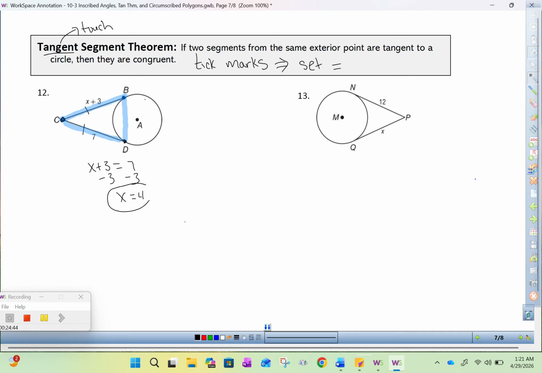Okay. On the other side, same thing. We've got tangent segments meeting at the same point P. So that 12 has to be the same as x. No solving there, just x equals 12.